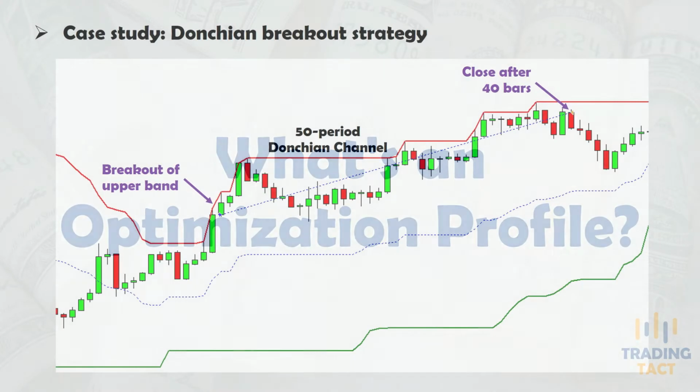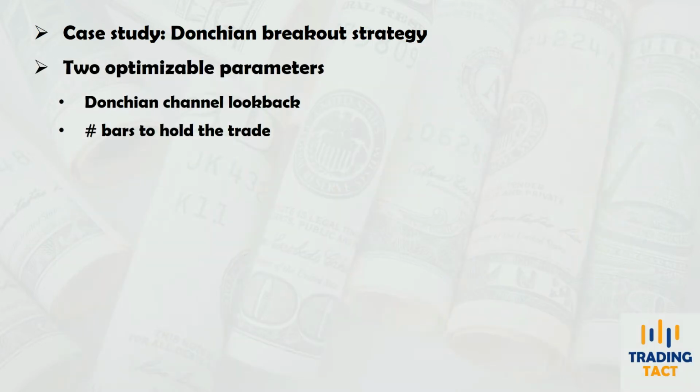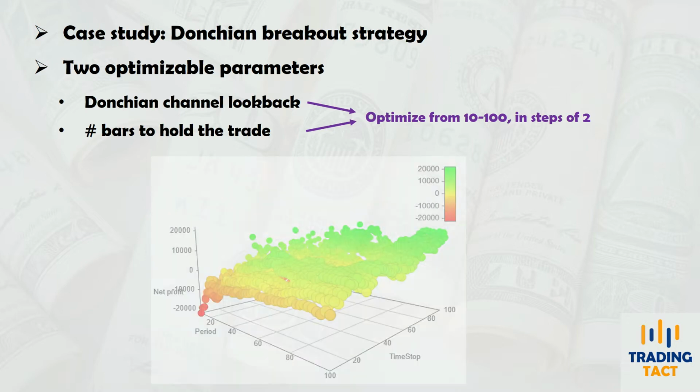Let's say you have a simple Donchian channel strategy where you enter the market on a channel breakout and hold the trade for a certain number of bars. You would have two optimizable parameters in this case, the Donchian channel look-back period and the number of bars in the market. If you simultaneously optimize each parameter in the 10 to 100 range, you will get the following plot.